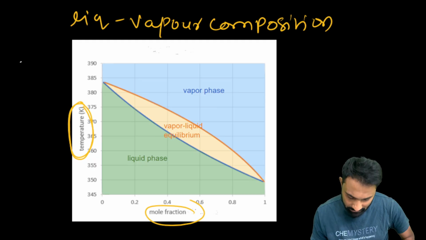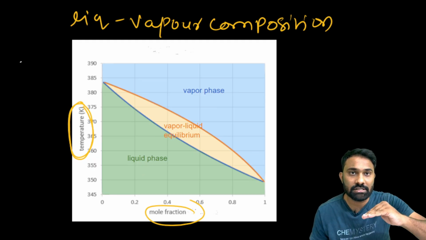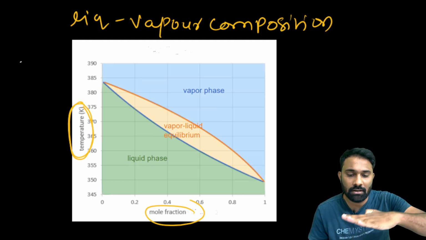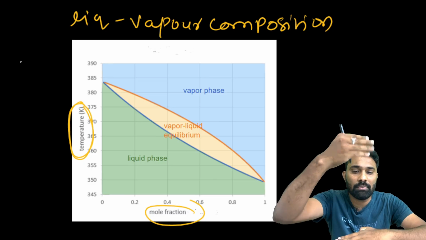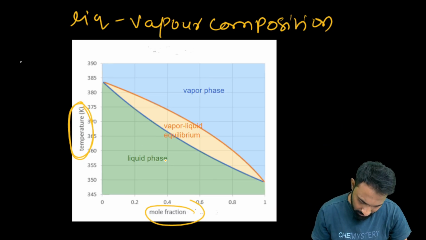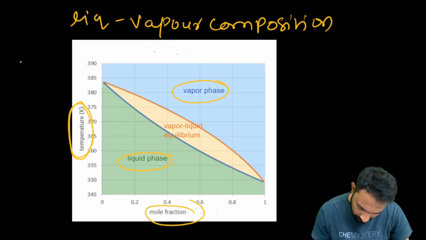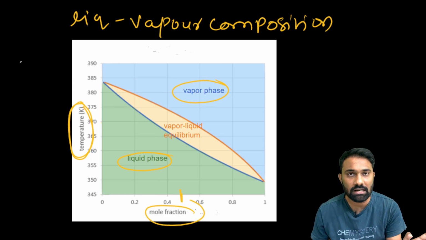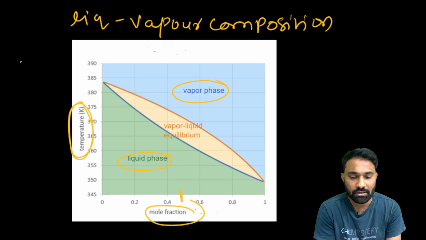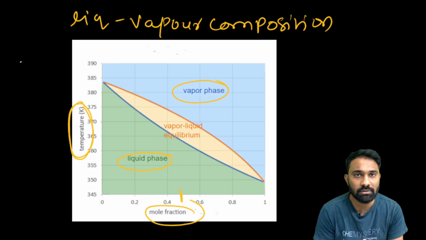If you increase the temperature, what happens? Liquid will be converted into vapor, right? All of this is the liquid phase, and all of this above is the vapor phase. Now you see, this is a midpoint. What I said: to the left of the midpoint, A will be richer, and to the right of the midpoint, B will be richer.